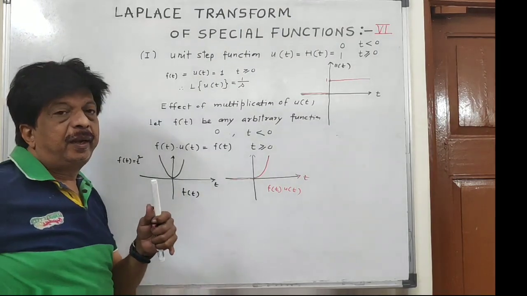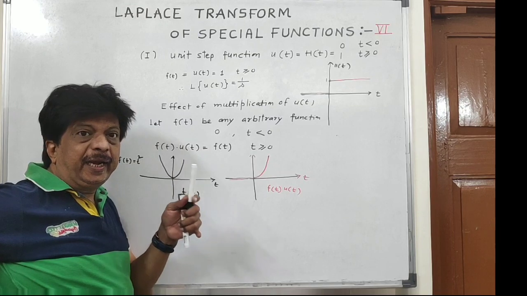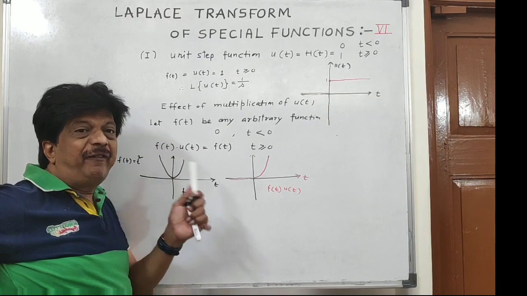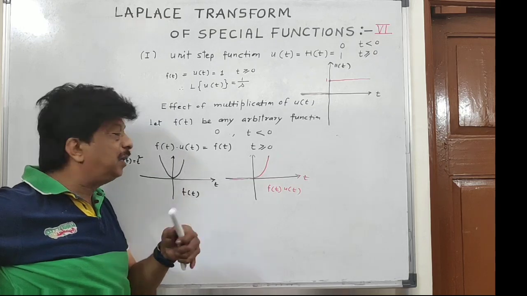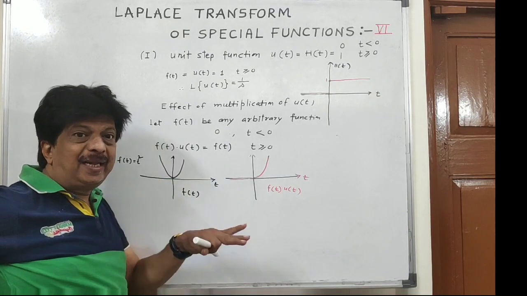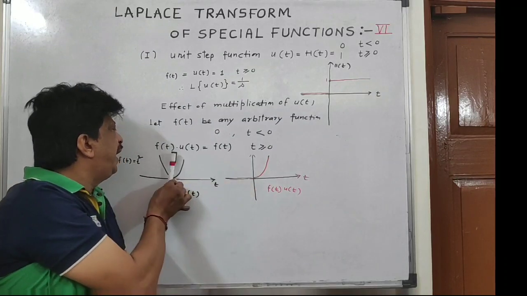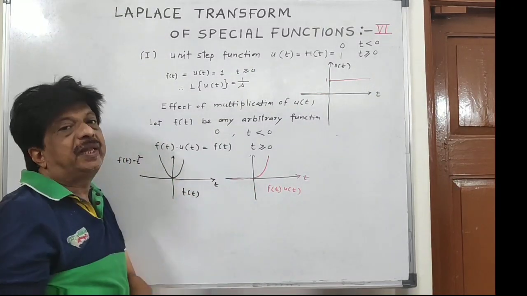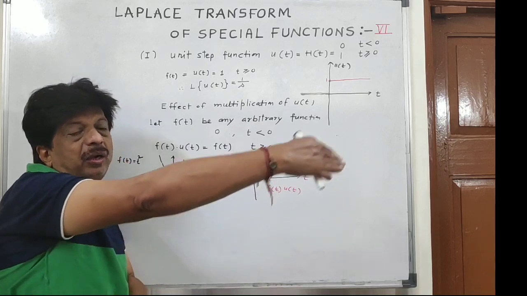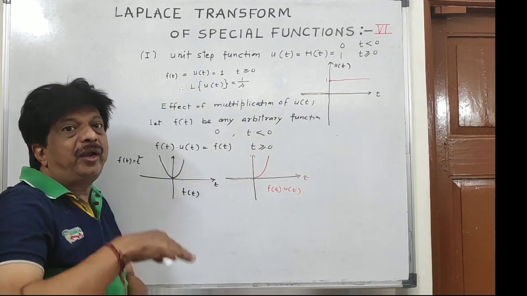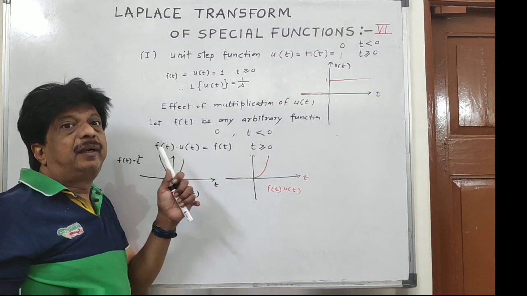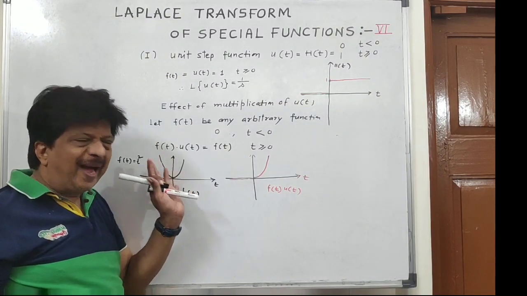So what does it mean? If we multiply any arbitrary function by u of t, then its effect is the filtering. It filters the portion of the graph towards the negative axis. It curtails the graph of this parabola towards the negative side; this much of the graph is completely cut, filtered. It would allow the signal for t greater than or equal to 0; only this much portion, this much signal it will give. That is the effect of multiplication of u of t to any arbitrary graph f of t.